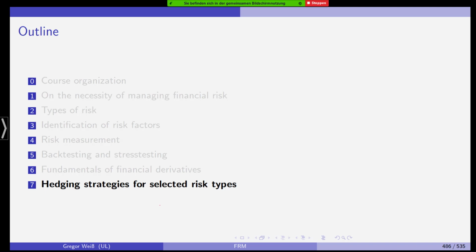Now, what to do with this? Very simple. You can use options. If you add options to existing long or short positions, you can hedge those positions. You can hedge your position by adding a derivative, and you can also speculate on certain expected evolutions of your price, and then you have a hedging strategy. You have a hedging strategy for selected risk types, and this is what we'll discuss next week in probably what will be our last lecture.